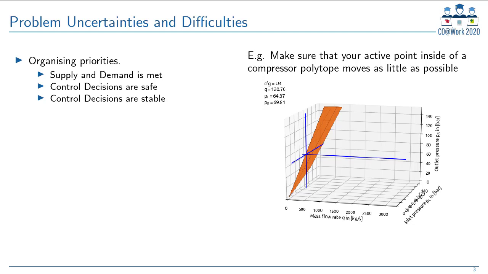Here's an example of an active operating point in a compressor polytope. If you look at the right-hand side of the slide, you'll see a compressor polytope, and inside the active operating point. Note here that a stable control decision doesn't mean that this active operating point stays at the exact same location, but that it just doesn't move manically. I'll now flash through some different active operating points for the same polytope that are linked together by one time step.